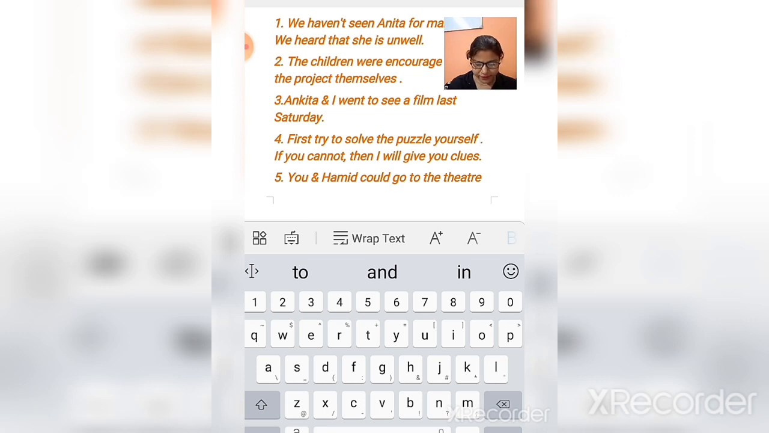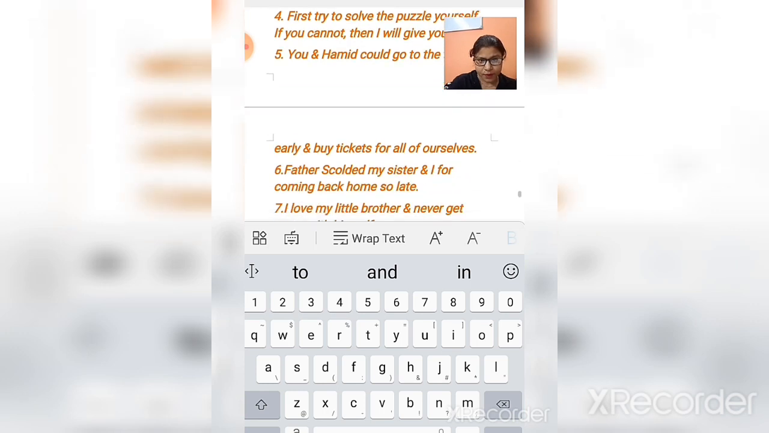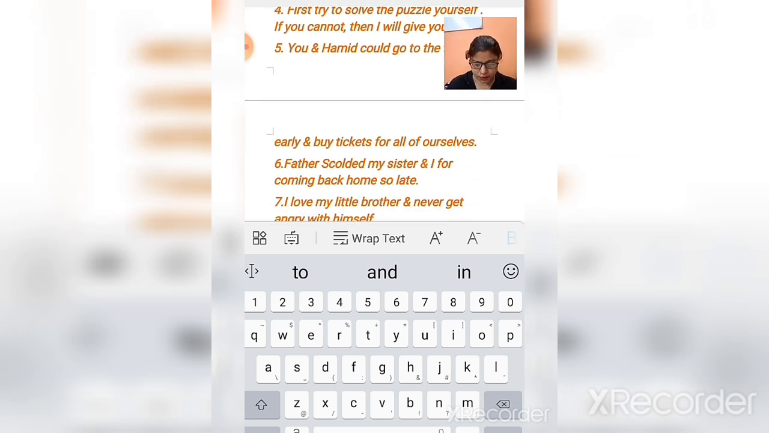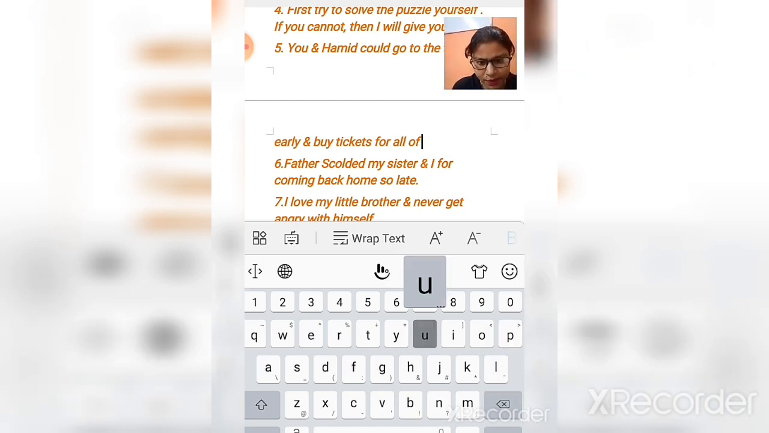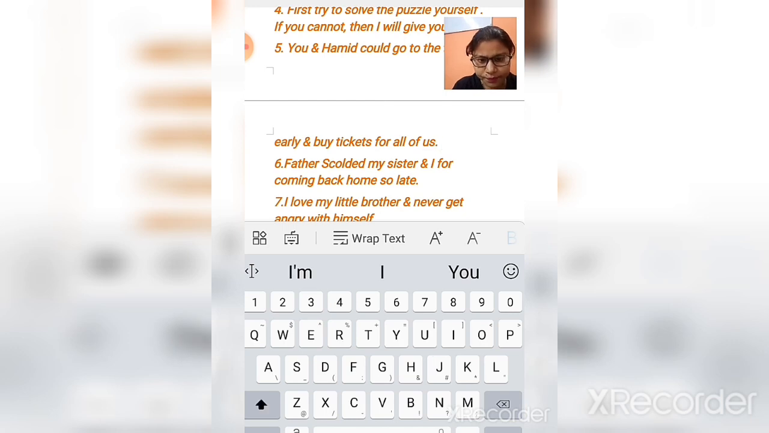Okay, then the fifth one is, you and Hamid could go to the theater early and buy tickets for all of ourselves. "Ourselves" is a pronoun related error, so here we will write, you and Hamid could go to the theater early and buy tickets for all of us. Okay, "all of us" will be the answer. Okay, children.